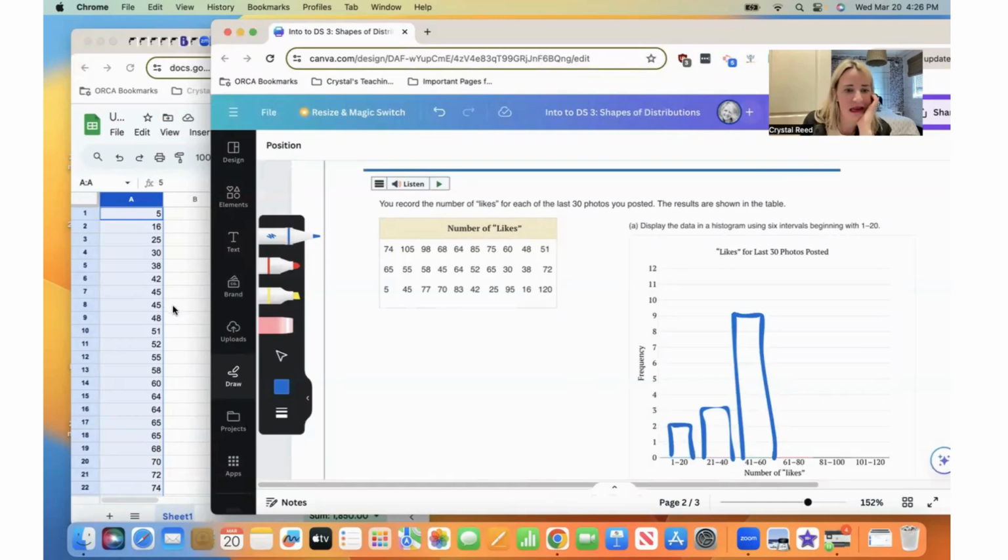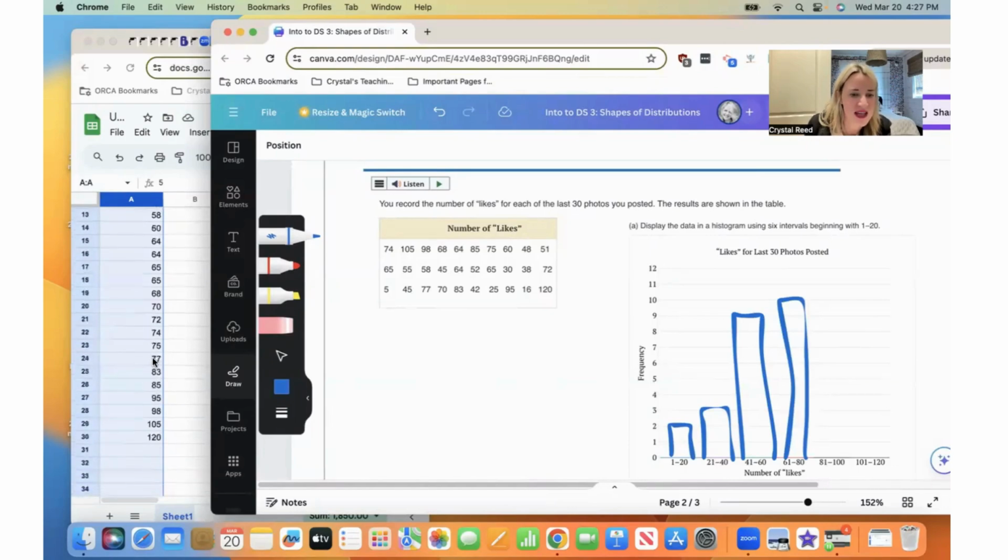61 through 80, we have 1, 2, 3, 4, 5, 6, 7, 8, 9, 10. Nope, sorry, I counted that wrong. Let's try again. 61 through 80, we have 1, 2, 3, 4, 5, 6, 7, 8, 9, 10 that have 61 through 80 likes. Wow, my bar is getting really good, isn't it?